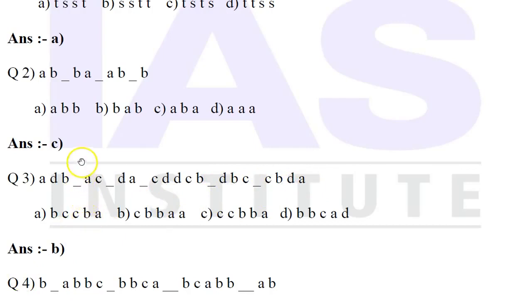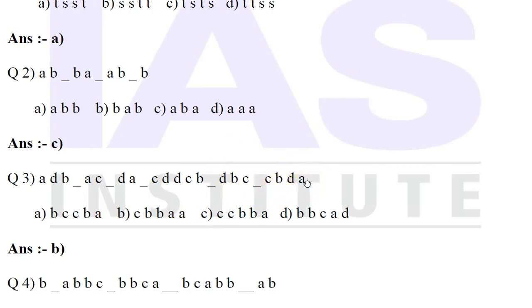So 1, 2, 3, 4, this will be the first part. 1, 2, 3, 4, the second part. Then 1, 2, 3, 4, the third part. Then 1, 2, 3, 4, the fourth part. Then 1, 2, 3, 4, the fifth part. And this last one, sixth part. Now if you observe here, we have a complete pair here, which is CBDA. We have CBDA here.